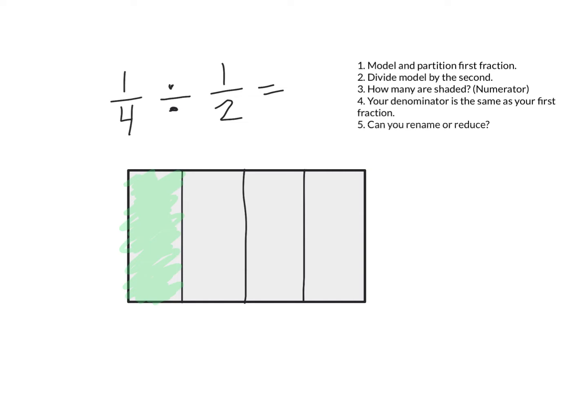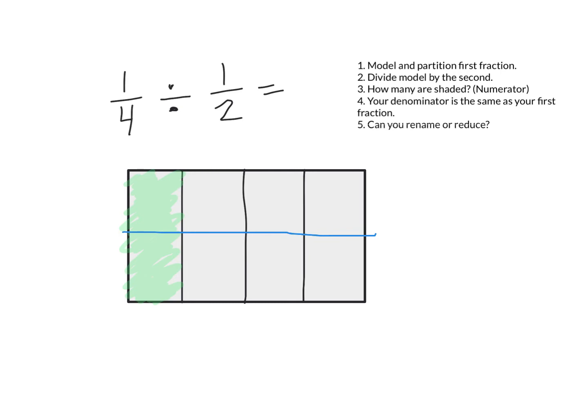Okay. Next, my second step: I need to divide this model that I just created by the second fraction. So in this case, I need to divide it into halves. Just like we did earlier in Unit 5 and Unit 6, I partitioned it vertically in the beginning. This time I'm going to partition it horizontally like that, as straight as I can. Okay, that's step 2. And since we're using unit fractions, we don't need to shade or anything here.